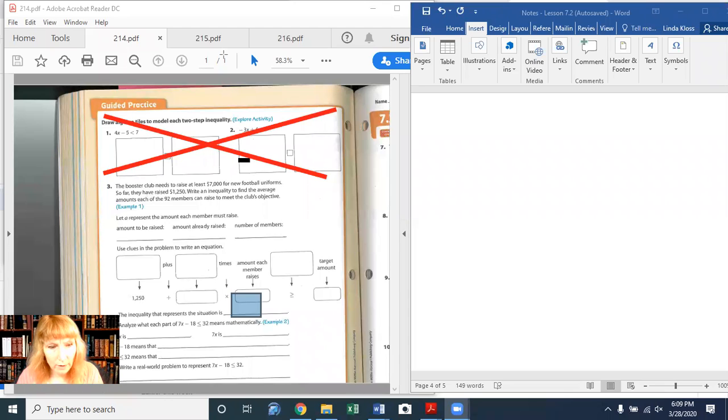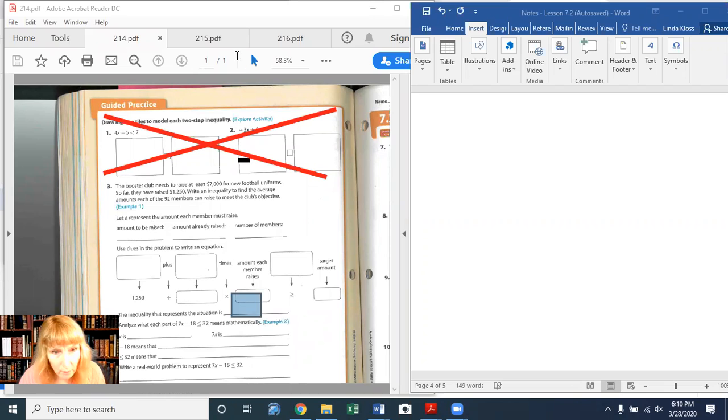So let's take a look at what it's asking. Let's read our word problem. The Booster Club needs to raise at least $7,000. When I see the words at least, then I know we're going to deal with an inequality. $7,000 for new football uniforms. So far, they have raised $1,250. Write an inequality to find the average amount each of the 92 members can raise to meet the club's objective. So they're saying let A represent the amount each member must raise.